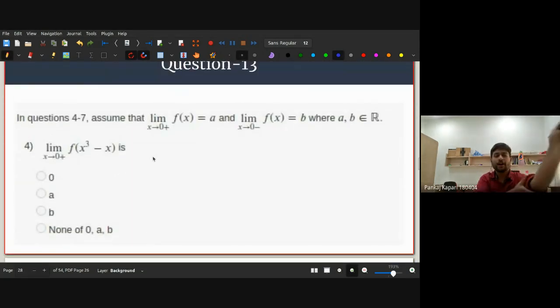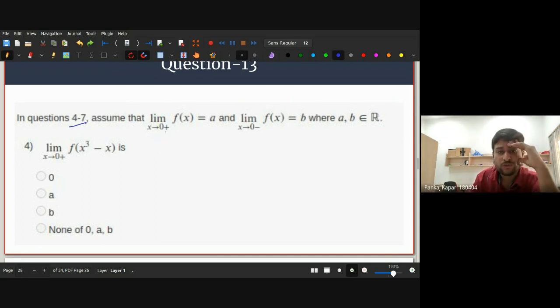Okay, so for the next 3 4 questions, 3 4 means from 4 to 7. If you see a number here, 4, you will see this number 4 5 6 7. So for the next 4 questions, we'll always assume that this is given. What is given for this function f? Whenever you approach 0 from the right hand side, the limit is a, and if you approach 0 from the left hand side, then the limit is b.